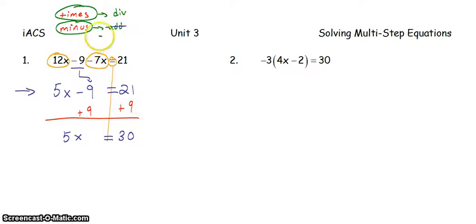I've used my addition, now I have to use my division. I have 5 times x, I undo multiplication with division. If I divide on the left, I have to divide on the right. My 5 over 5 is 1, so I have 1x or just x equals 30 divided by 5 is 6. My variable is isolated. That's my solution.